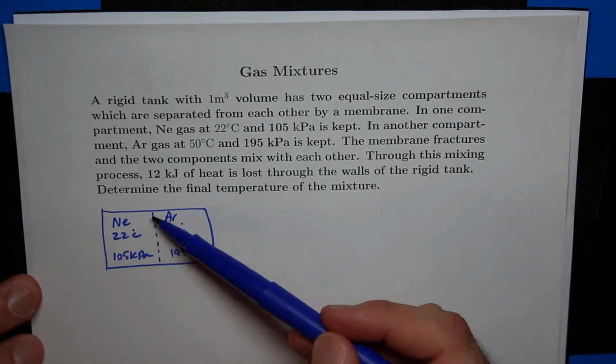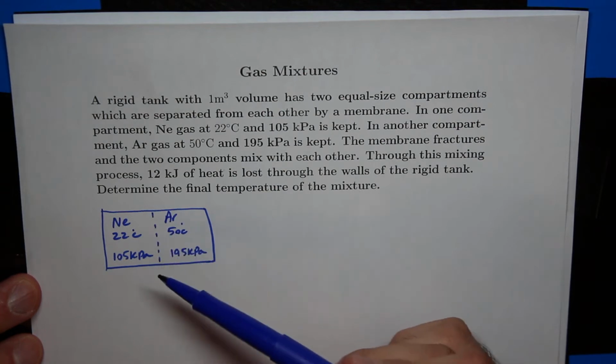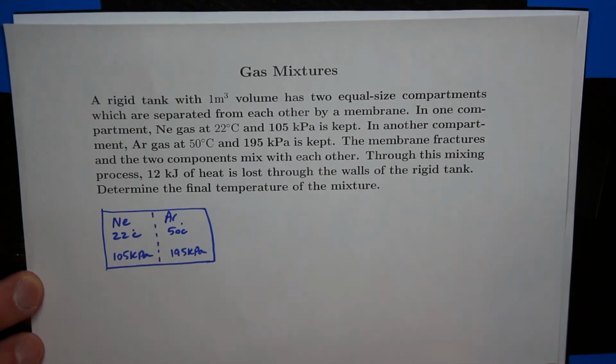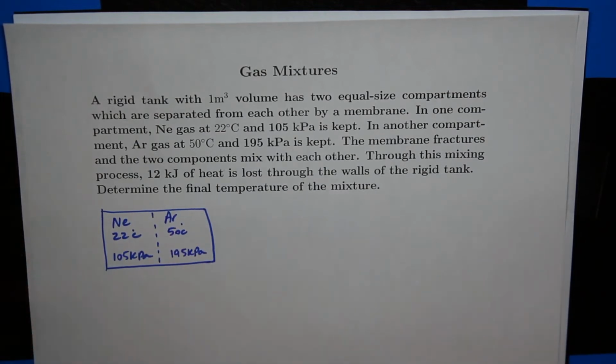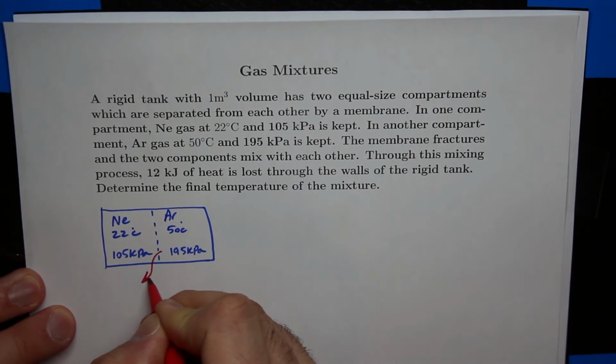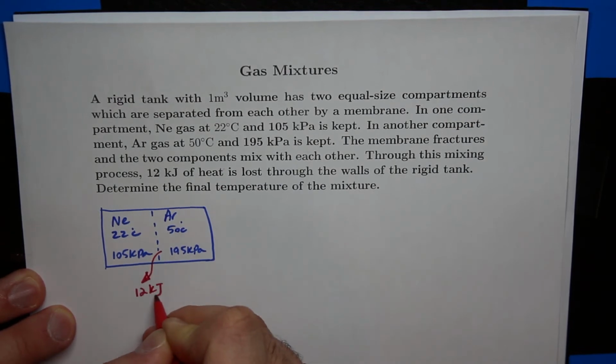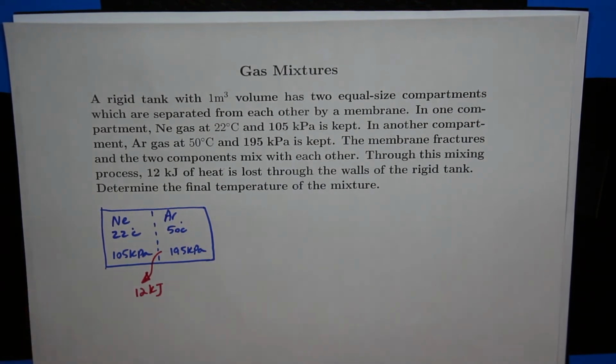So on the right, both the temperature and pressure are higher than the left side. Now this is the membrane, so let's pretend that is the membrane. So this is before the membrane ruptures. Now the membrane ruptures, these two gases combine with each other and there will be 12 kilojoule of heat to the surrounding, from the tank to the surrounding. Okay, so obviously the entire thing changes, the pressure changes, the temperature changes, and the question is asking for the final temperature, like once this heat transfer is done.